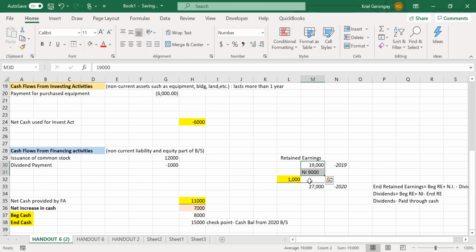So from the 28,000, you have to find a number that would make this 28,000 into 27,000. So you can do that by subtracting: 28,000 minus 27,000, which is 1,000. So that's how we got the 1,000 dividend payment. Does that answer your question? You're welcome.